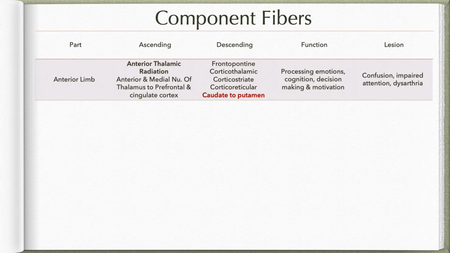As you remember, anterior limb is between the caudate nucleus and the lentiform nucleus. So there are fibers connecting this caudate nucleus to the putamen part of the lentiform nucleus running transversely. So they are also found in the anterior limb. Functions of these fibers mainly is processing of emotions, cognition, decision making and motivation, especially the anterior thalamic radiation fibers. So any lesion to anterior limb will result in confusion, impaired attention and dysarthria.